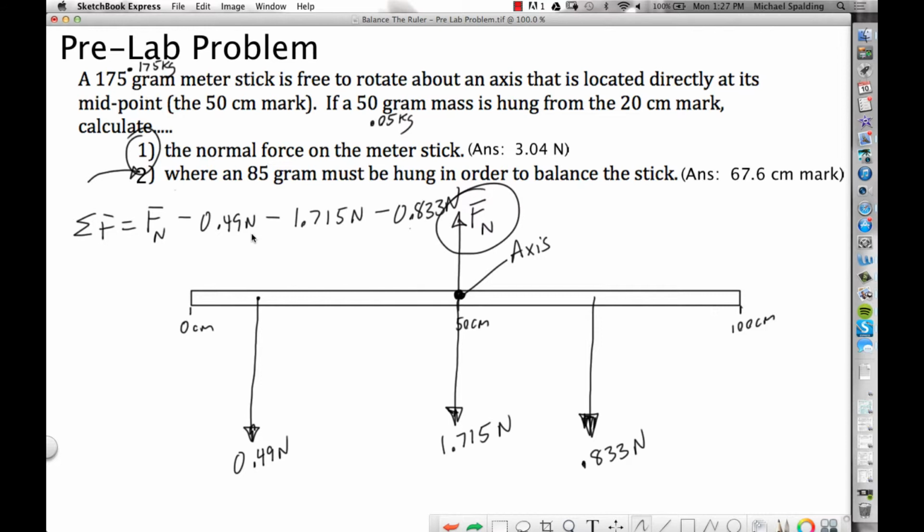Now, second question. The second question is where we're going to get torque into this. Now let's review torque.